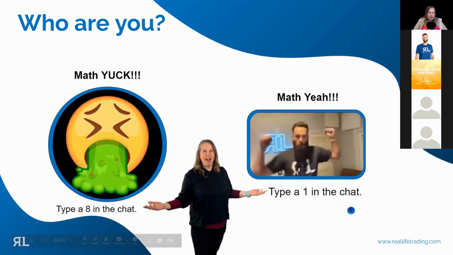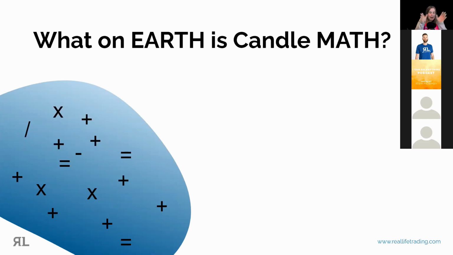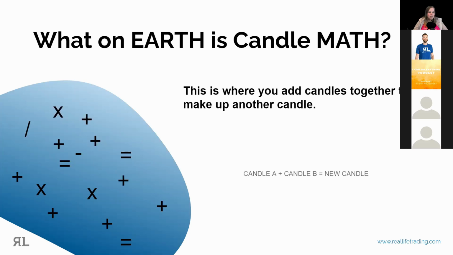All right, so what in the world is candle math? As I mentioned before, a candle is a physical representation of price over a specific time. If you take 2 candles that are 5 minutes, say 5 minute and 5 minute, and add them together, guess what you get? You get a 10-minute candle. So candle math is where you add candles together to make up another candle. Candle A plus candle B equals the new candle.